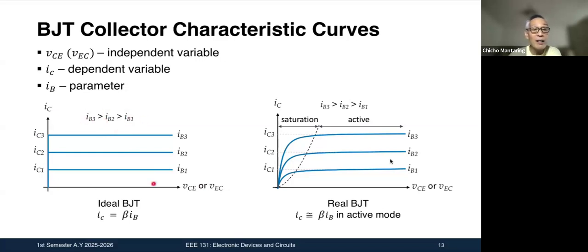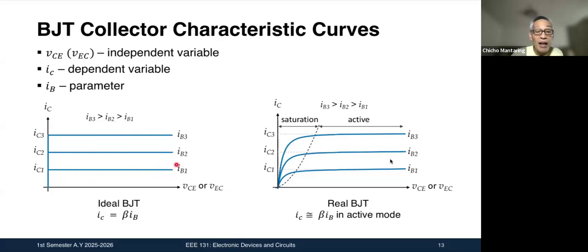Now, these are the characteristic curves of an ideal BJT, if there were such a thing. If there were such a thing as an ideal BJT, the relationship between collector current and base current is just this: IC is equal to beta times IB. So note, this is IB.